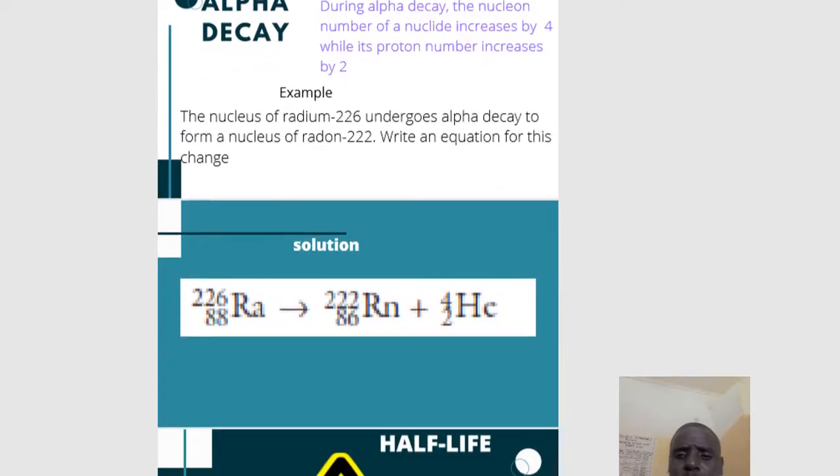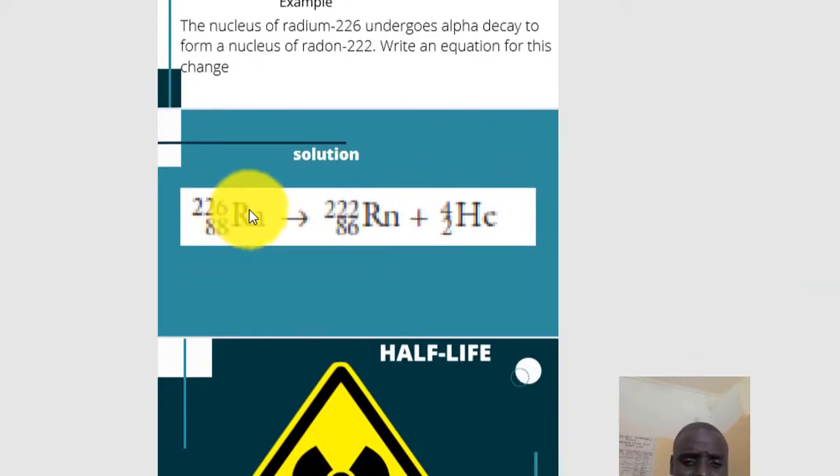We go to alpha decay. To write an equation representing this change, we have radium, that is Ra-226, because we are told radium-226. The atomic number, the proton number of radium is 88. When it undergoes alpha decay, its nucleon number will change from 226 to 222 because it has lost 4, which is part of the alpha particle that will be released. So we have 4 there. Then this number reduces by 4, so it gives us 222. In short, we are subtracting this 4 from 226 to arrive at 222.